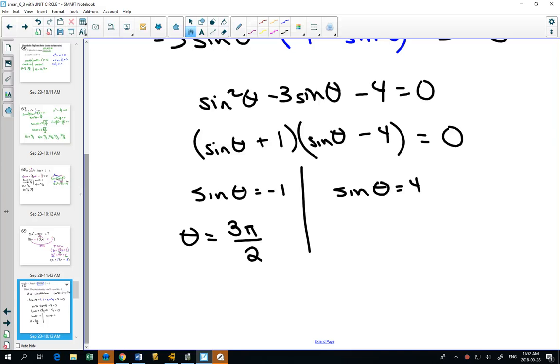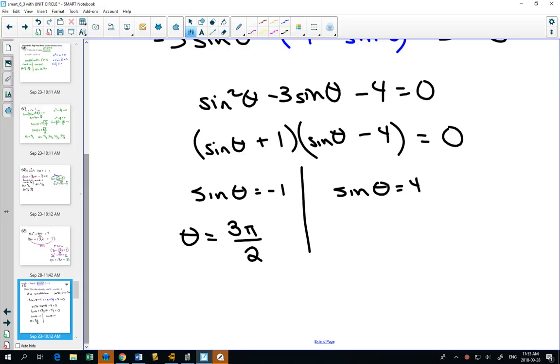Is 4 on your unit circle? No. Most of the time, when something is not on your unit circle, that means you have to go back to your old technique of finding your reference angle with your calculator and solving. However, this question is still non-calculator. Why is that? How can I do this? If it's not on my pie plate, how can I do sine of theta equals 4 without my calculator? Are we stuck?